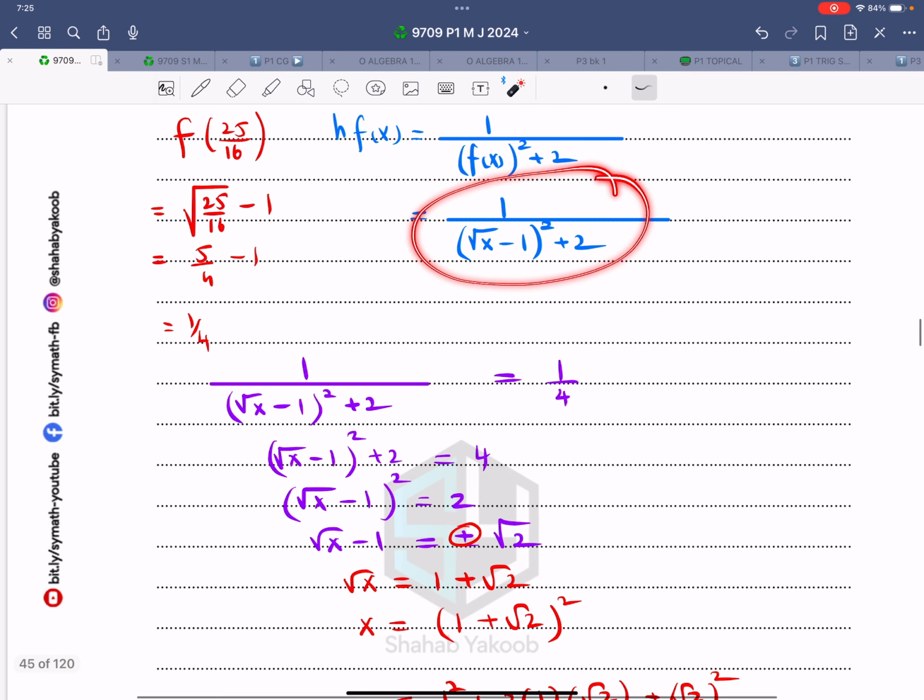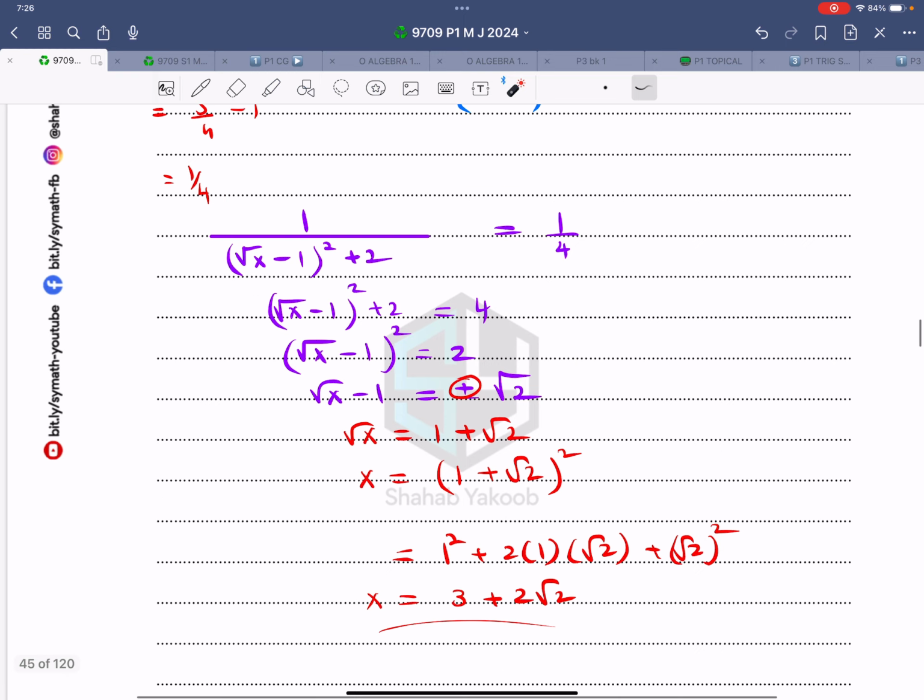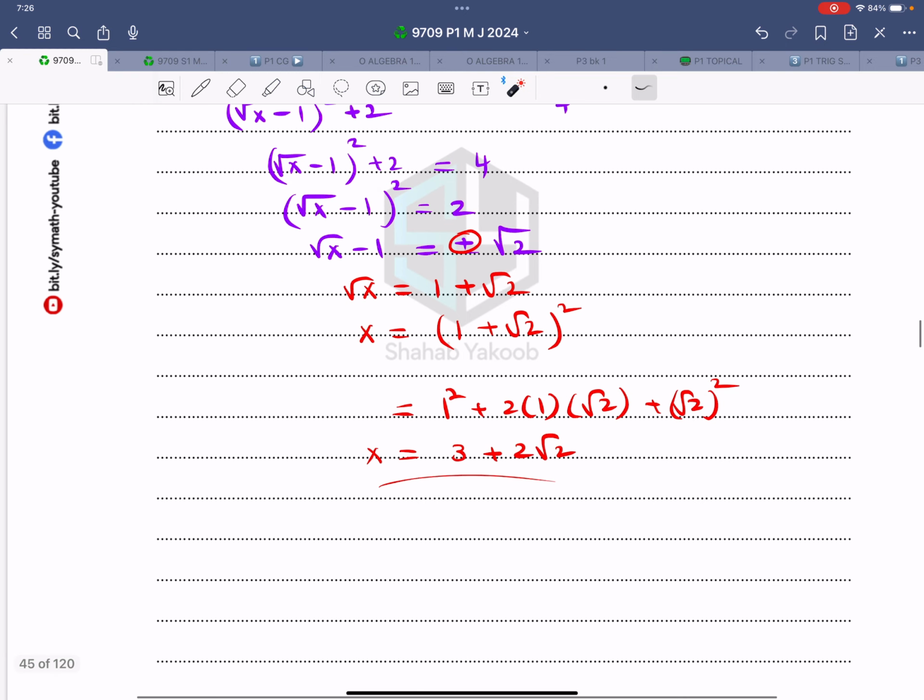So I have written it over here. I equate it to 1/4. Numerator equals the numerator. Denominator equals the denominator. So therefore, let me solve this thing and I get the value. X is equal to (1 plus root 2) whole square. Expand it a bit, and that is the answer for X.